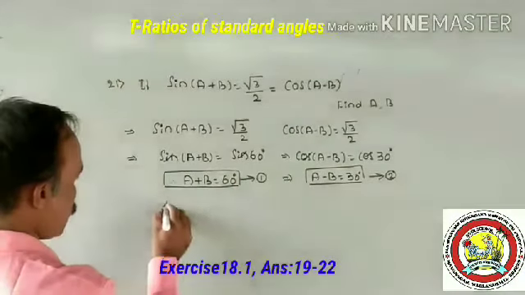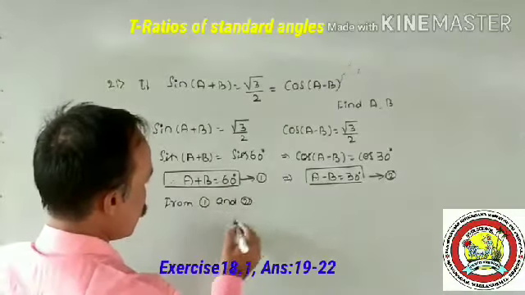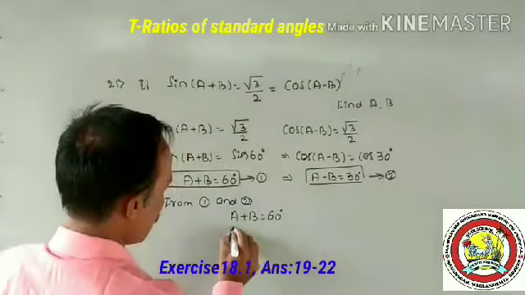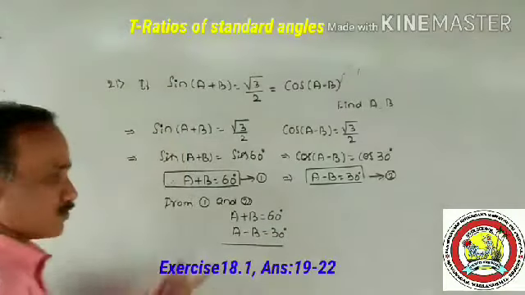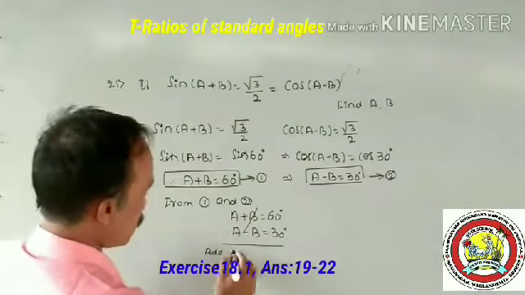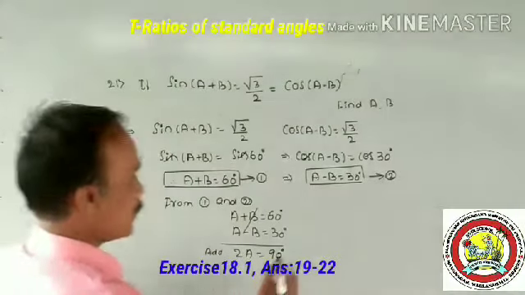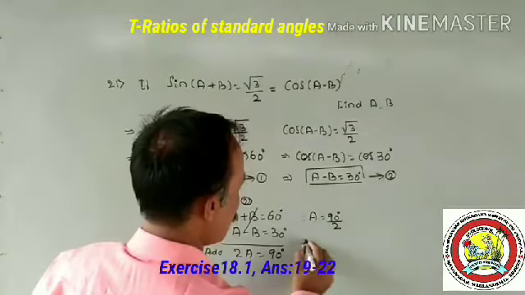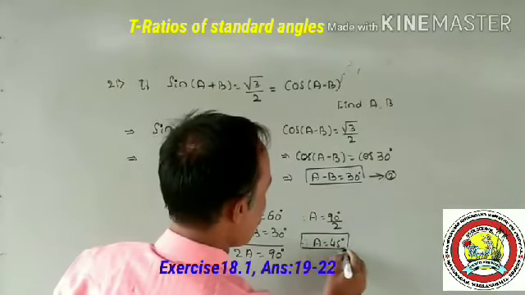Now from 1 and 2, a plus b is equal to 60 degrees, and a minus b is equal to 30 degrees. Let's solve these two. Very simple. Add these two equations. So plus b minus b gets cancelled. A plus a is equal to 2a. 60 degrees plus 30 degrees is equal to 90 degrees. Therefore, the value of a is equal to 90 degrees by 2, which is 45 degrees.